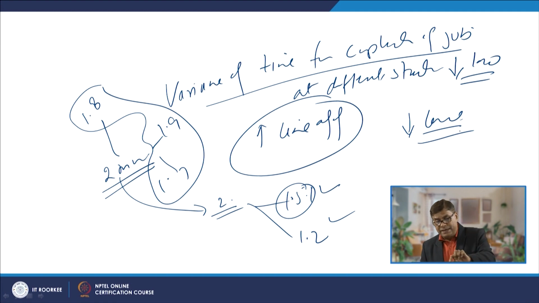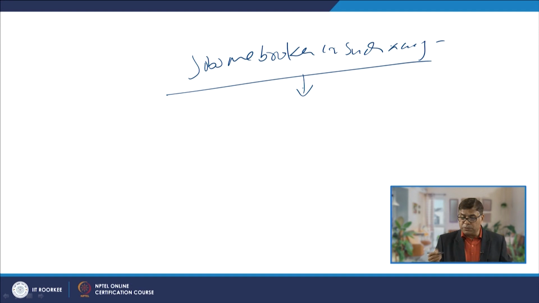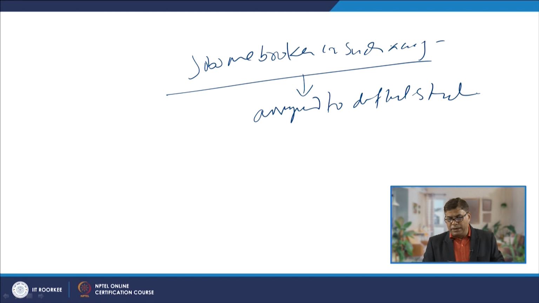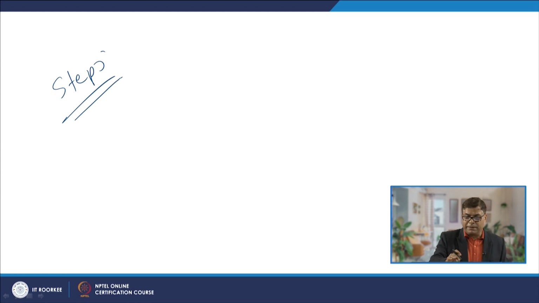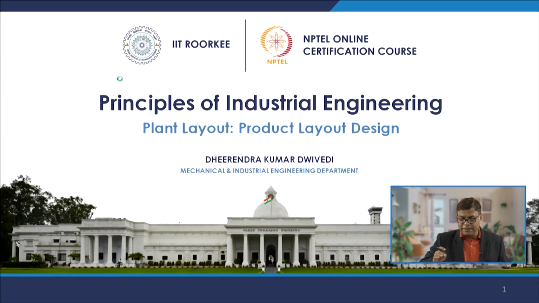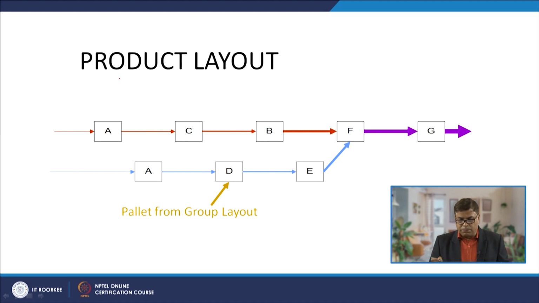Therefore, in designing the product layout, it is important that the jobs are assigned to the different stations in such a way that they take almost equal time to complete, so that the efficiency of the line can be improved. As far as the steps and procedures for line balancing are concerned, I will elaborate on those a little later.